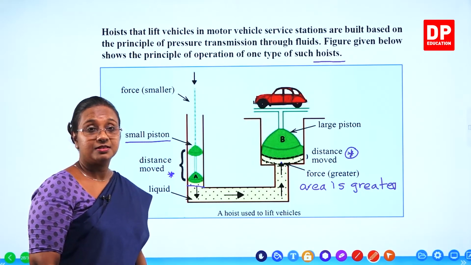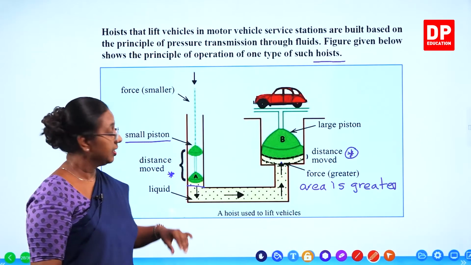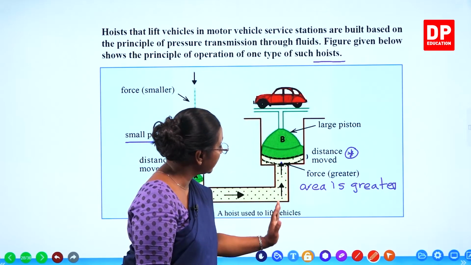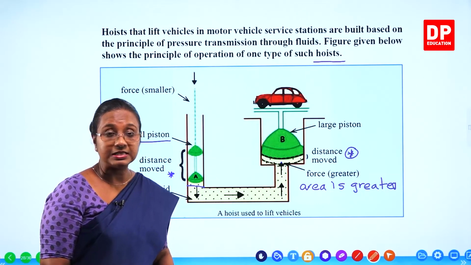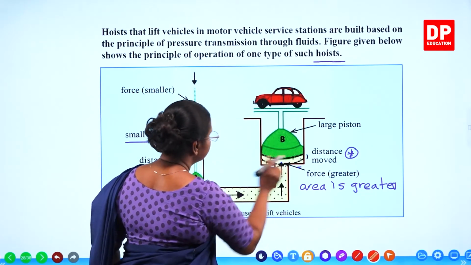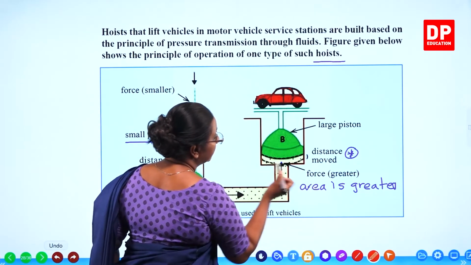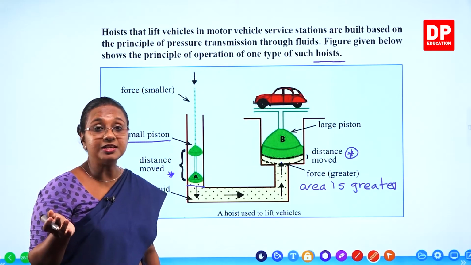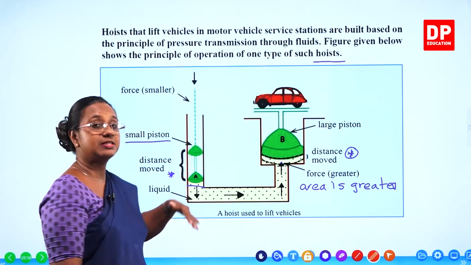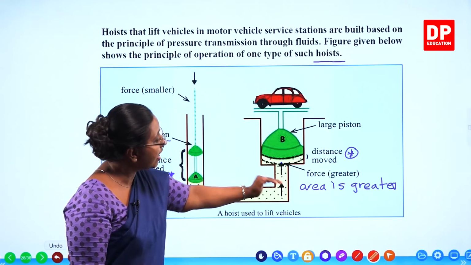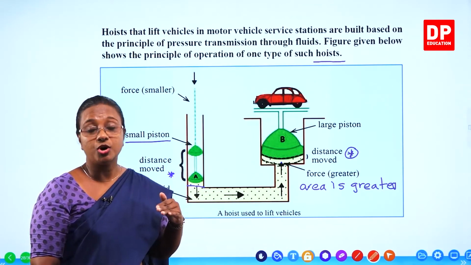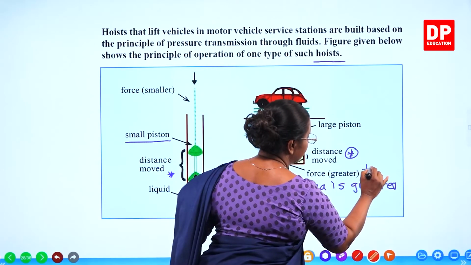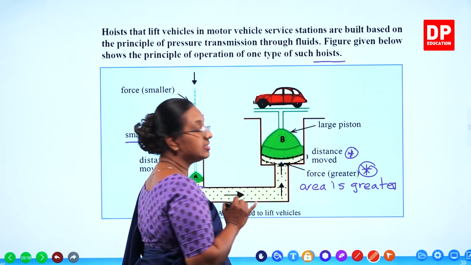Why is that difference? The volume of the liquid. We have a certain volume that is being pushed down. That will be pushed to this side and pushed up through the second piston. But here, when the area is greater, the height or the distance will be less because the volume is the same. So, we need to move the small piston a longer distance, whereas the large piston moves only a shorter distance. But we can exert a higher force. That's very important. A greater force is exerted.